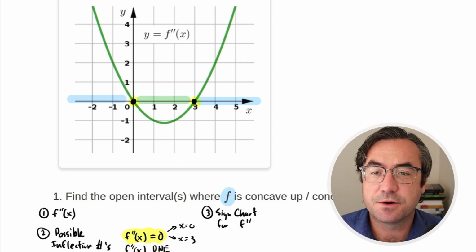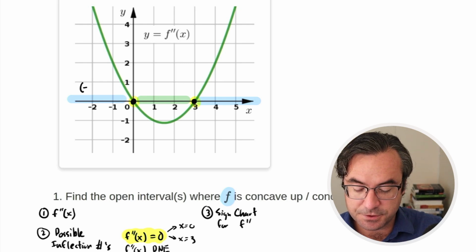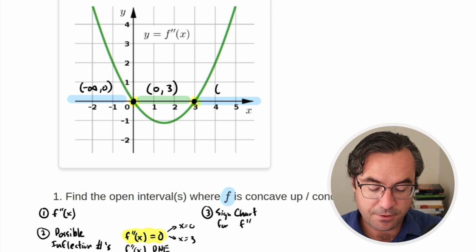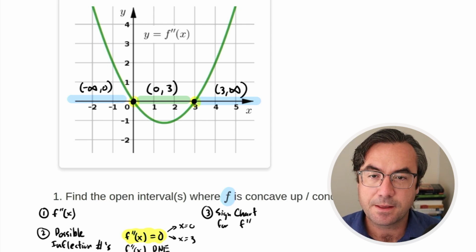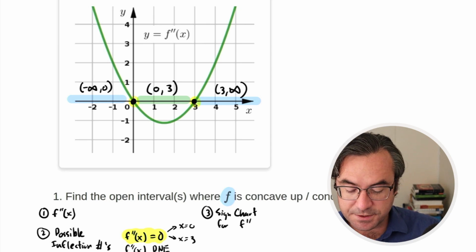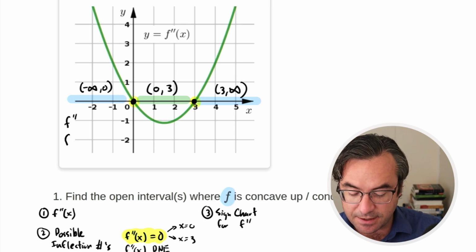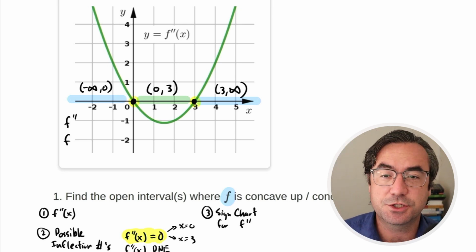And let's write out what those intervals are. The first interval is going from minus infinity to 0. Then we've got the interval 0 to 3. And then we've got our interval 3 to infinity. We want to figure out the sign of f double prime on each of those intervals, and that's going to tell us about our original function, f.